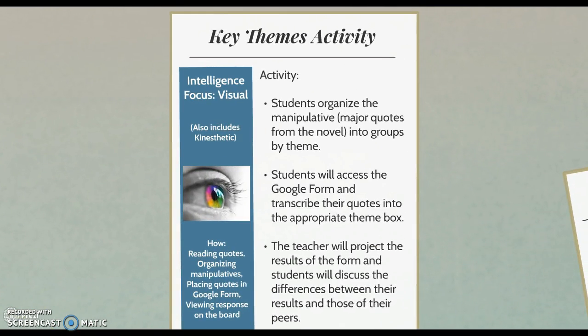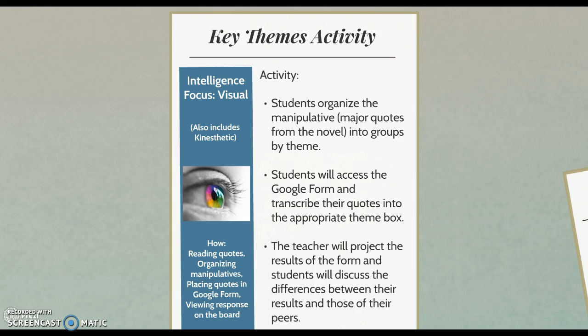The next activity within this unit is the Key Themes activity. This focuses on the visual intelligence. Within this activity, students will organize the manipulatives, which are major quotes from the novel cut out by the teacher beforehand, into groups by theme. The students will then access a Google form and transcribe their quotes into the appropriate theme box.